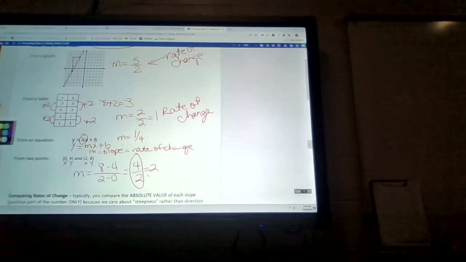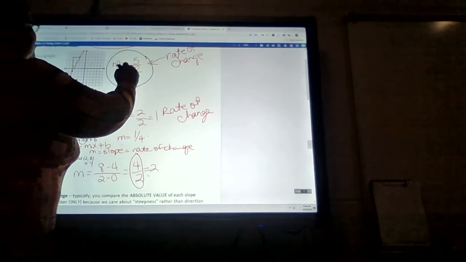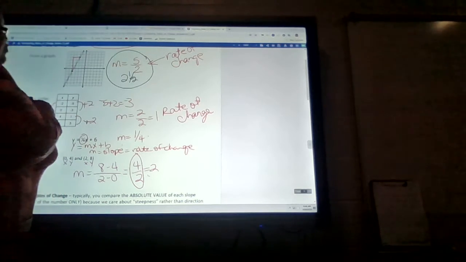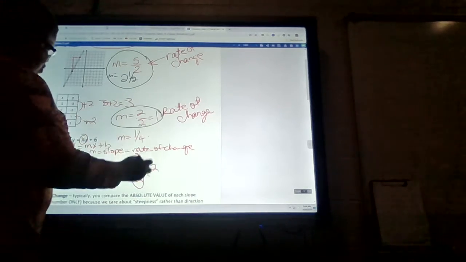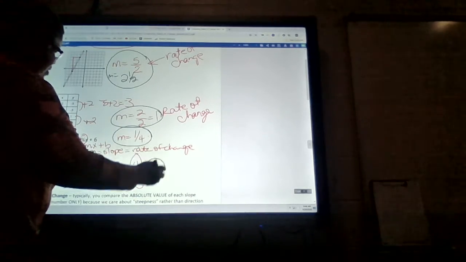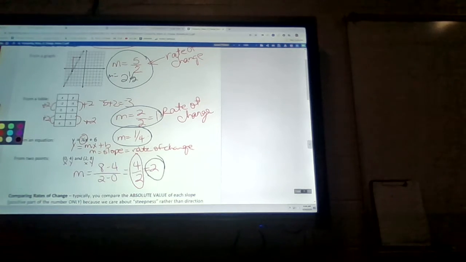Let me circle those. So that one, that's 2 1/2, if we wrote it as an improper fraction. That one's 1, that one is a 1/4, and that one is 2. So this one's actually bigger because it's a little bit bigger than 2. What questions do you have? Any?